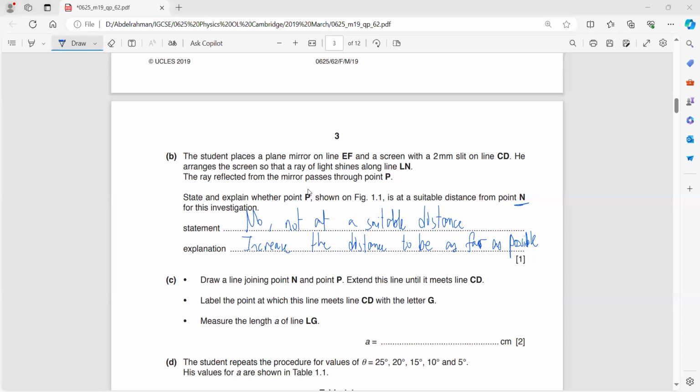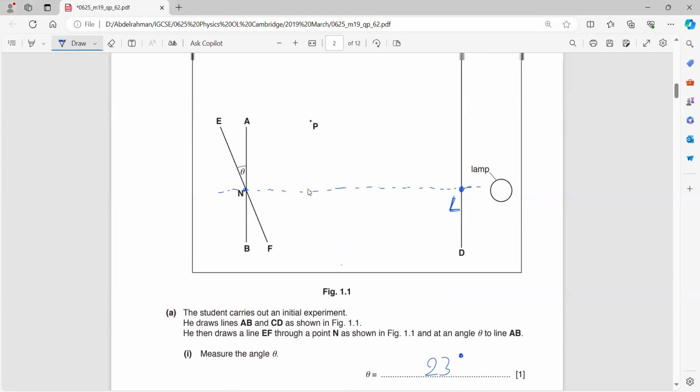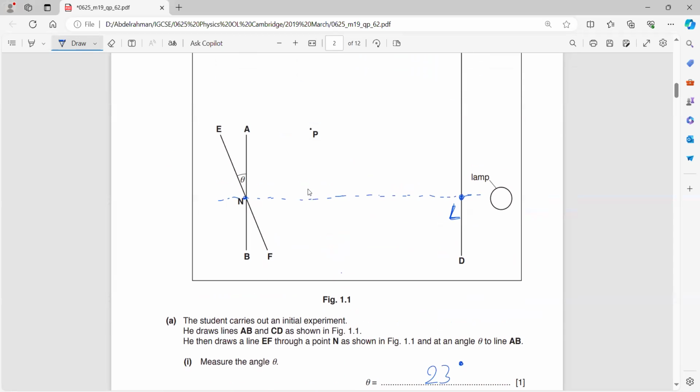How can we determine if the distance is suitable or not? If the distance is less than 5 centimeters, that would be wrong. Or if it is exactly 5 centimeters, you need to extend the line. You need to extend the distance between 2 points. You have to always increase the distance between any 2 points. It has to be more than 5 centimeters.